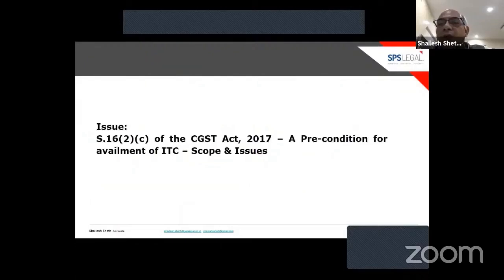Coming to the precondition of availment of ITC. Again, a very heartbinding issue, and one which will see more and more fireworks in the coming days, friends. Next.